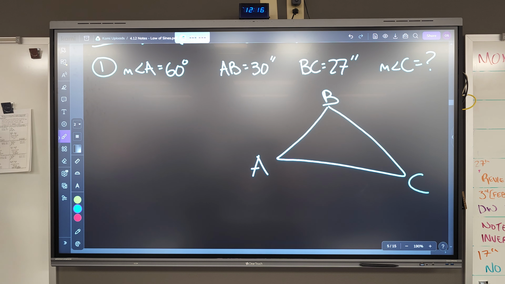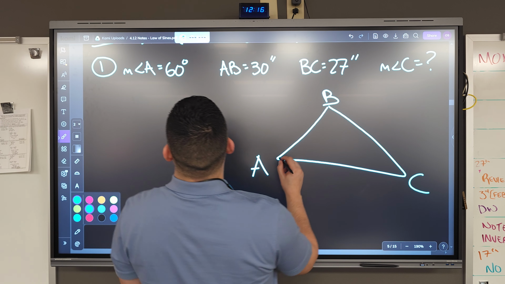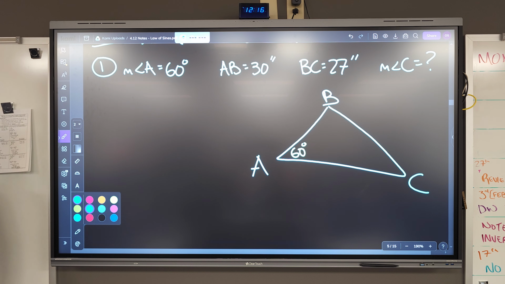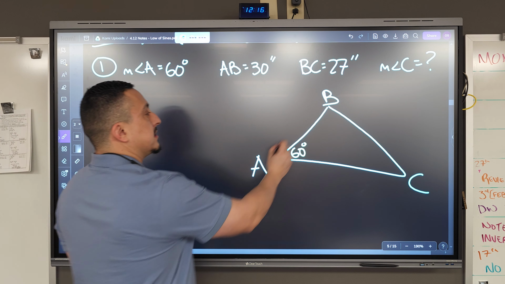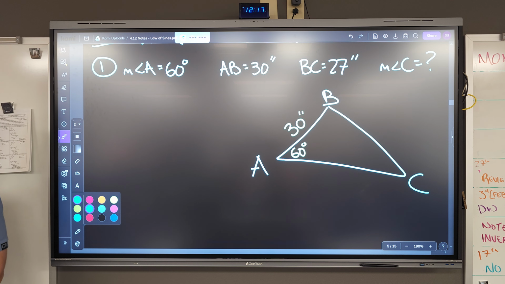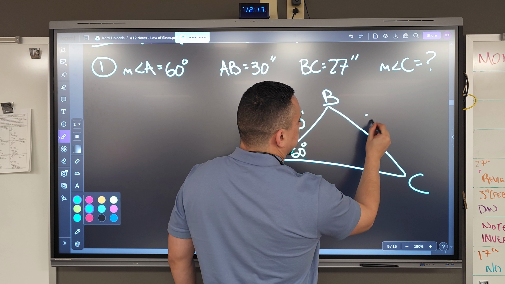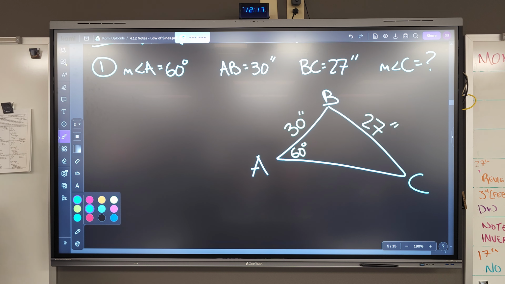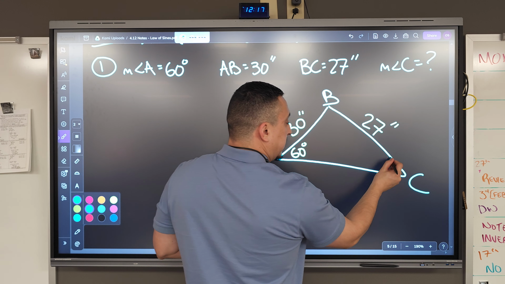Okay, let's start putting numbers in. So we know angle A is 60 degrees. Side AB, so this side, is 30 inches. That's another way to label sides, by the two ends, from A to B. Side BC is 27. And we're looking for angle C. So this is what I want.